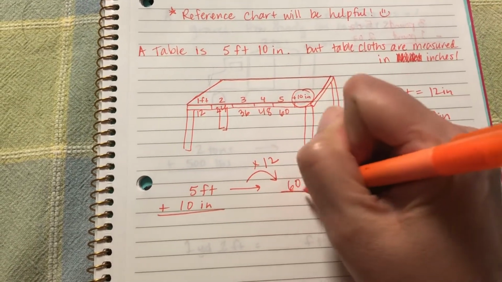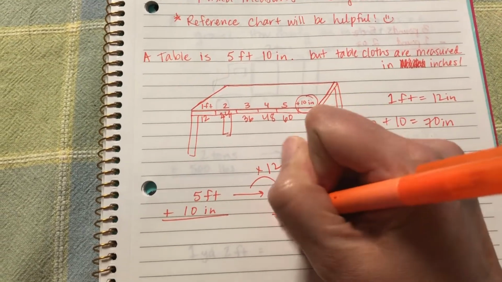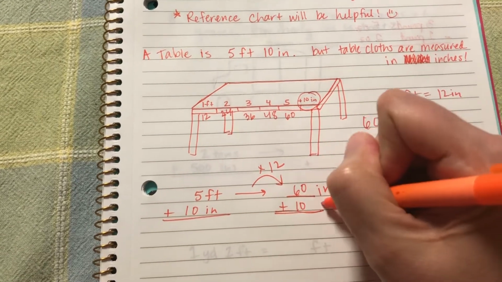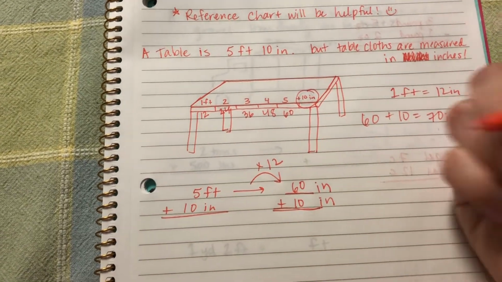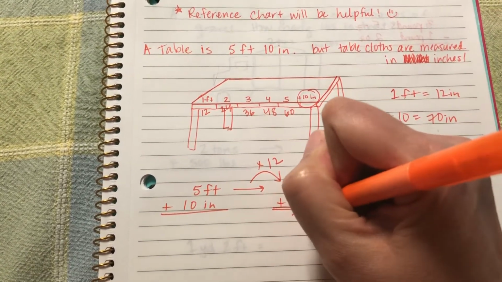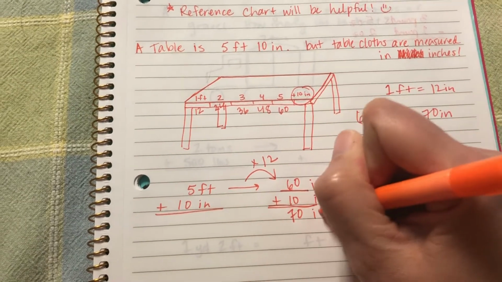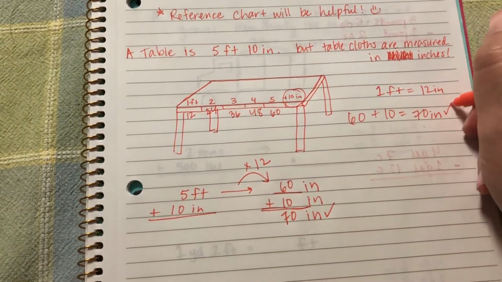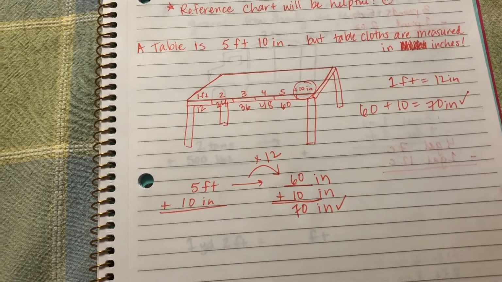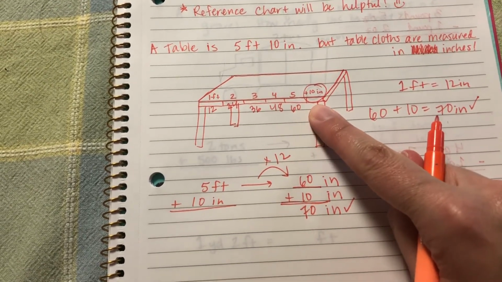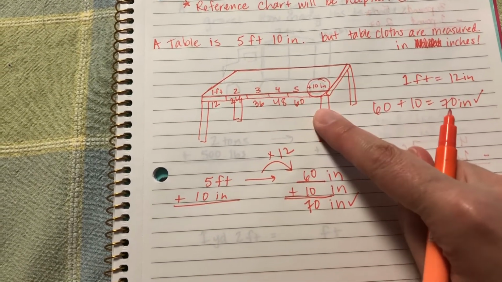I shouldn't have put a line there. Sorry about that, guys. So now they're both inches. Now we can add them up. So 60 plus 10 is 70 inches. That is the exact same answer we got over here with our number line and our drawing. Okay, so we are on the right track.